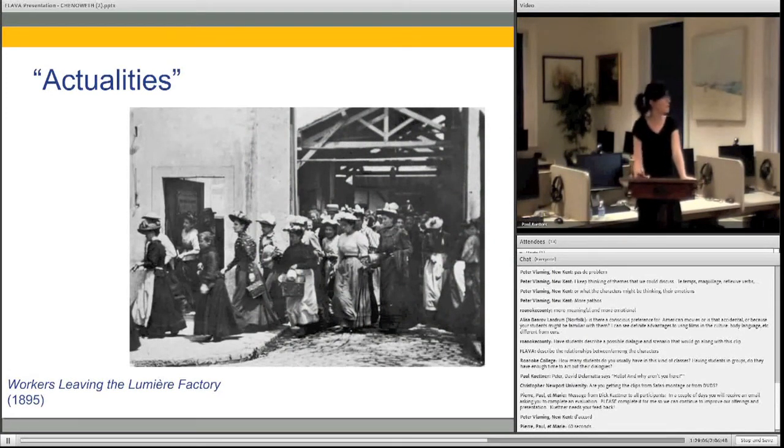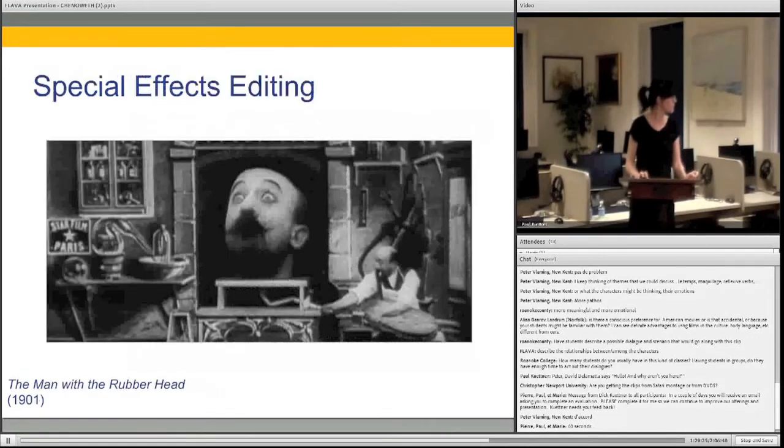Here we have what's considered the first commercial film ever, the Lumière brothers' Workers Leaving the Lumière Factory, a 1895 film. These actualities had no editing whatsoever. You set up a camera, recorded what was happening, and then you showed it. That's what it meant to have a film. But editing began very early on, as early as 1901.